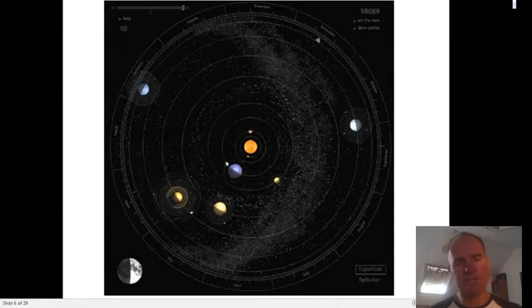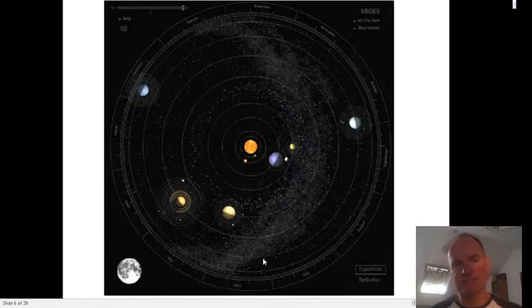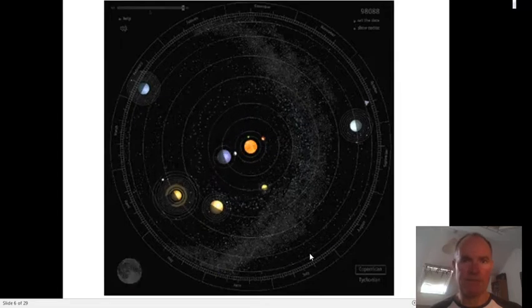And you can see the phases of the moon changing in the bottom left as it orbits the Earth, and the phases change over its 28-day cycle.